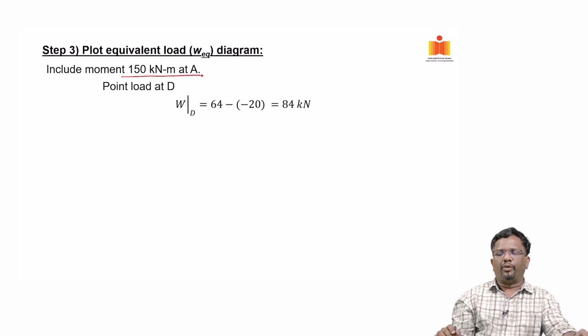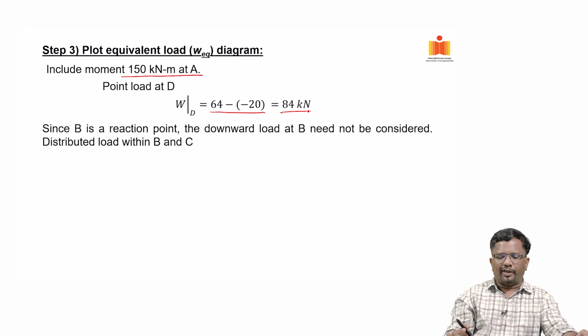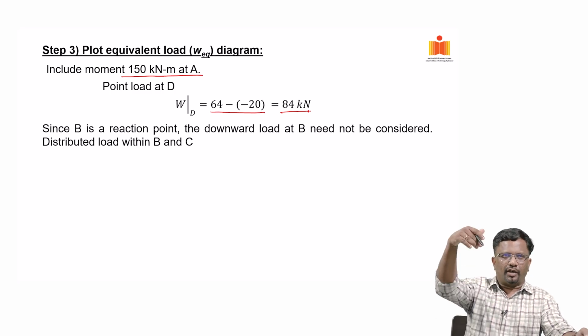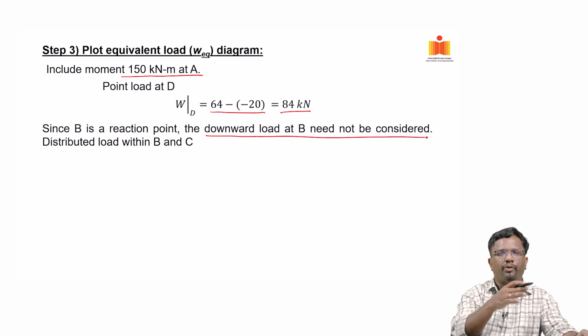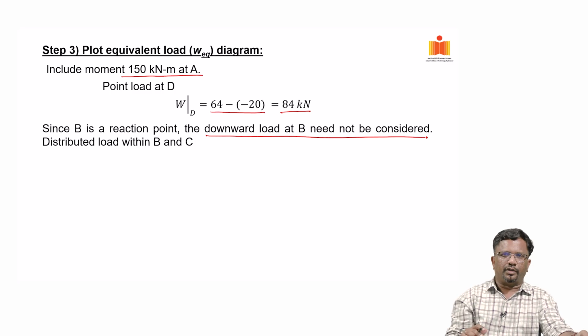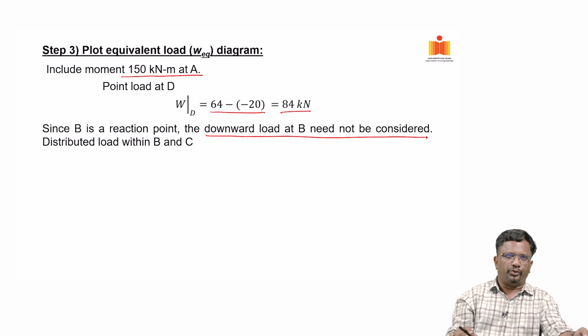So, we have to include the moment due to prestress, 150 kilonewton meter, at A also. Now, what is the point load at D? 64 minus of minus 20, which is 84 kilonewton, which is pushing up, right. Now, since B is a reaction point, I will directly go to the support. So, the downward load at B need not be considered. We are looking at the load distribution on the span plus the moment at the end, but we do not consider the reactions that are going to the support.